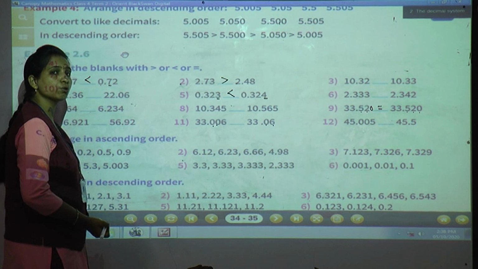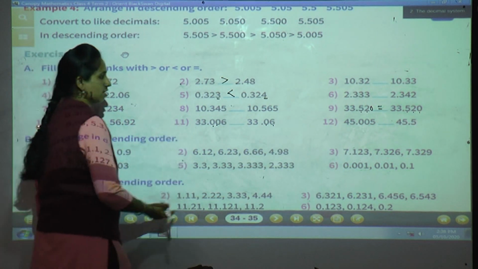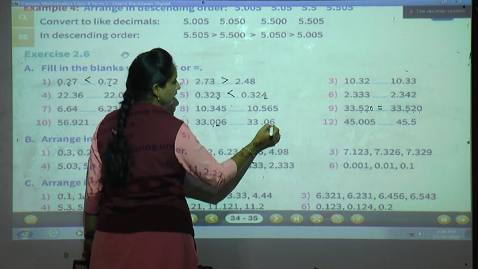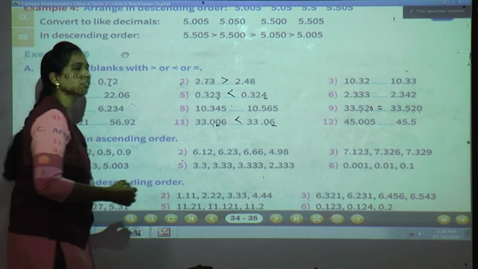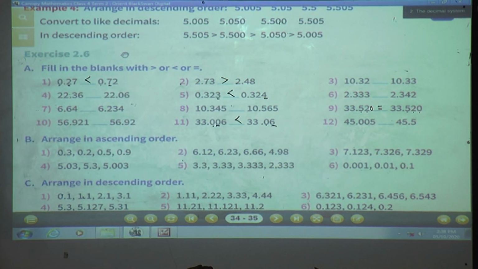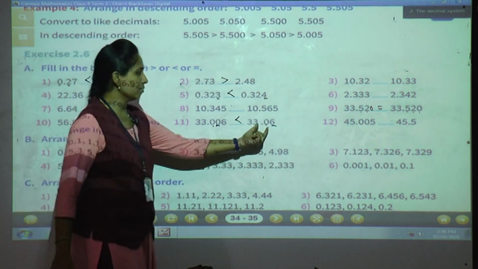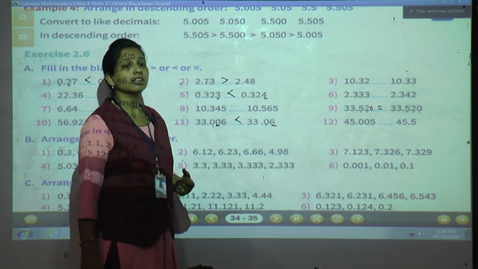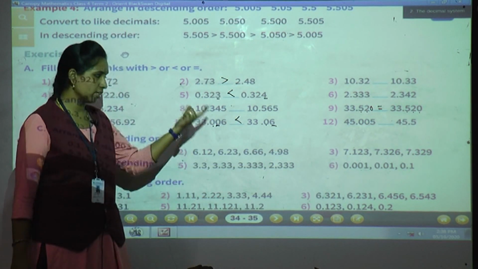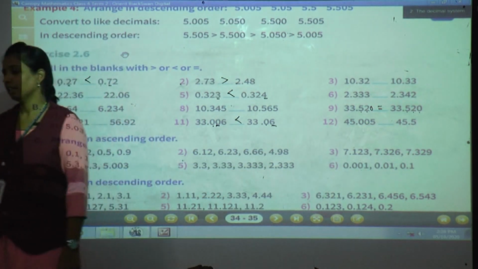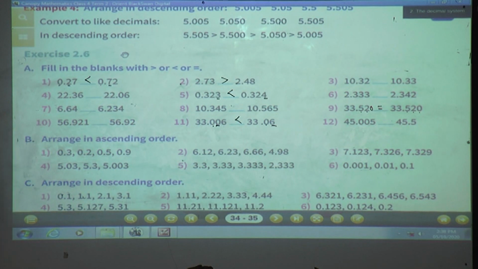So which is greater, students? Of course 6 is greater, isn't it? So give the symbol. 33.06. Though after the decimal 2 digits are there, and here 3 digits are there, which is greater? 0.6 only. Are you getting? Yes, very good. Now we will solve the B question.